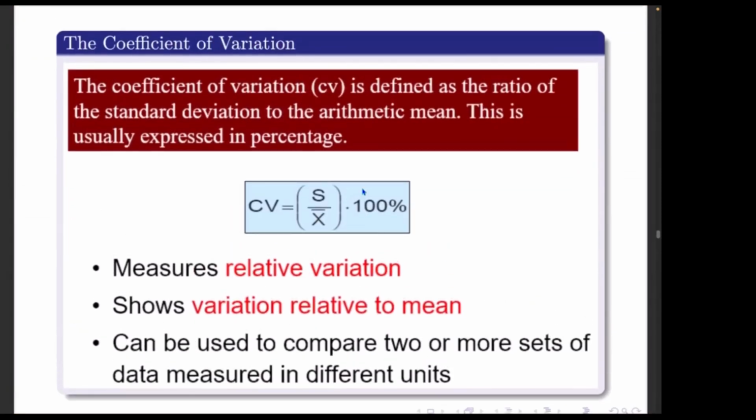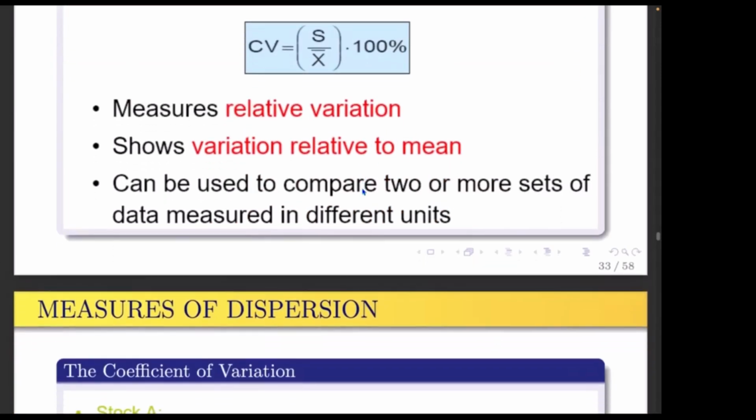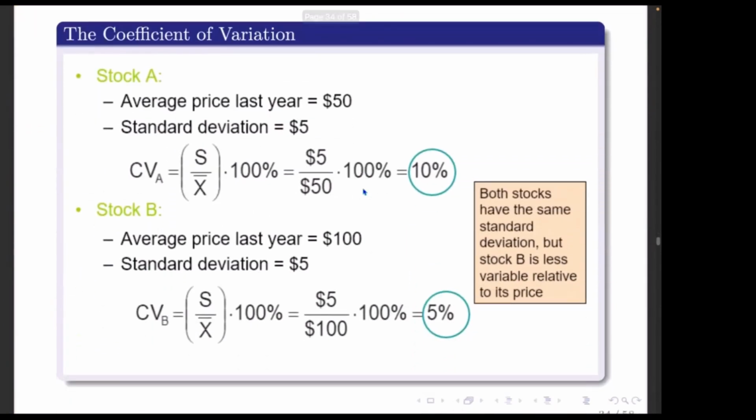Then the coefficient of variation is just the standard deviation over the mean. Yes, the standard deviation over the mean. And if you want it in percentage terms, you multiply by 100, then you get it.